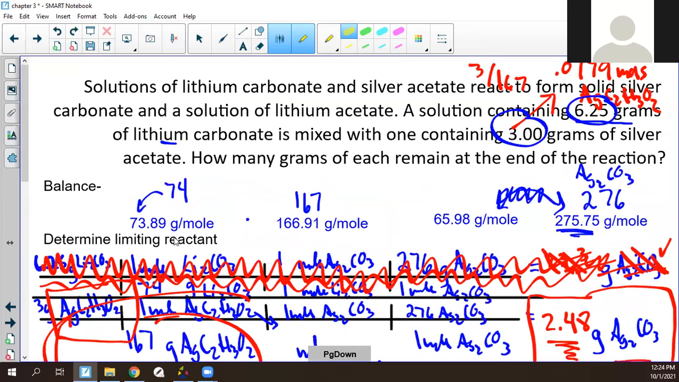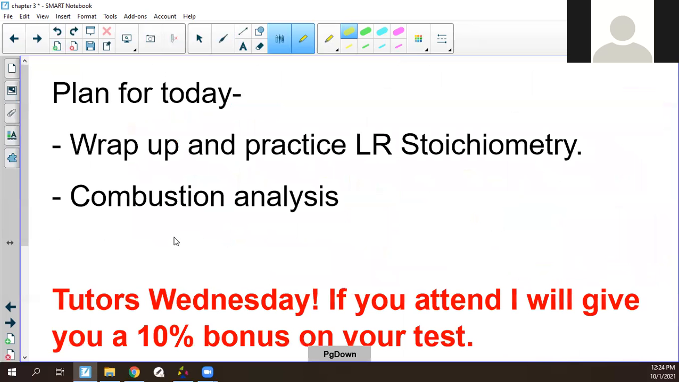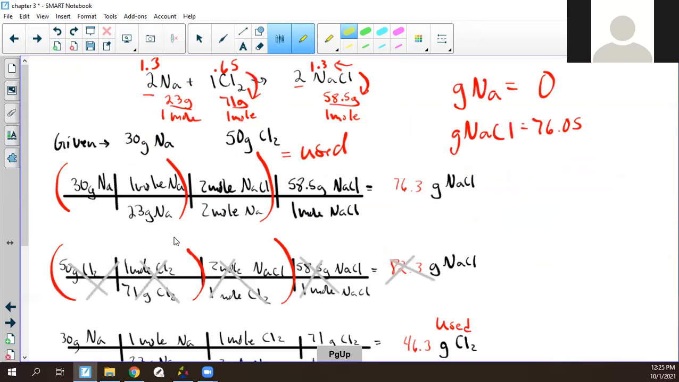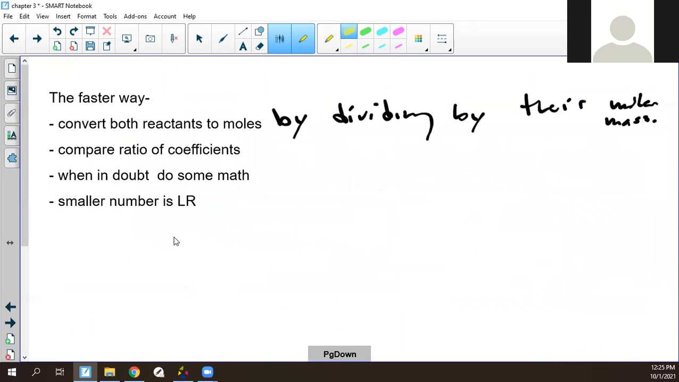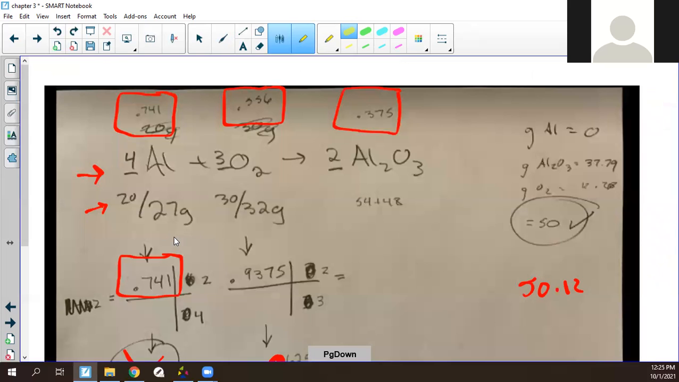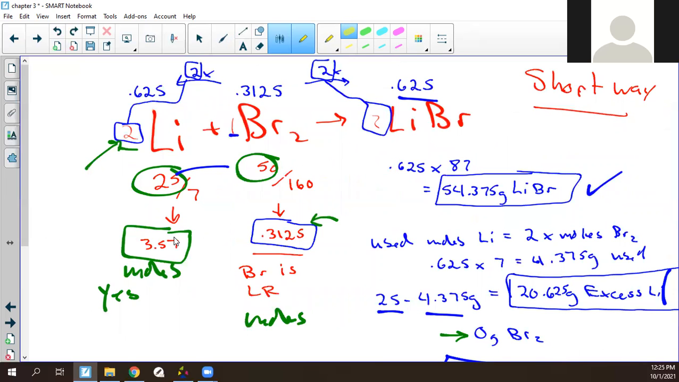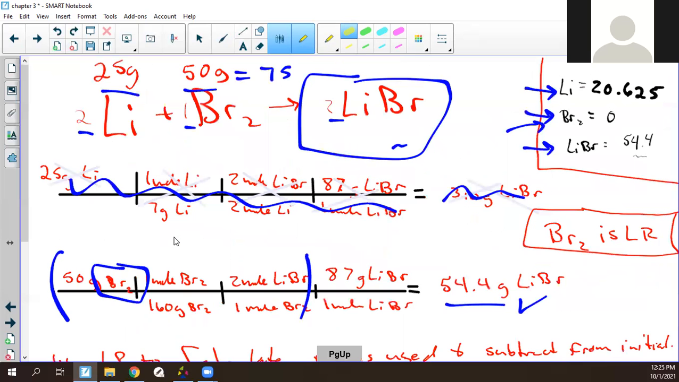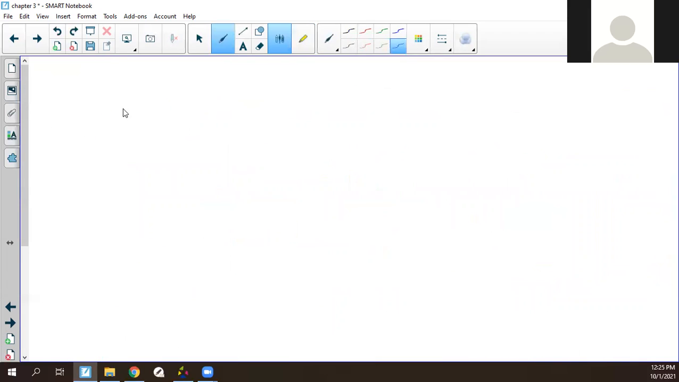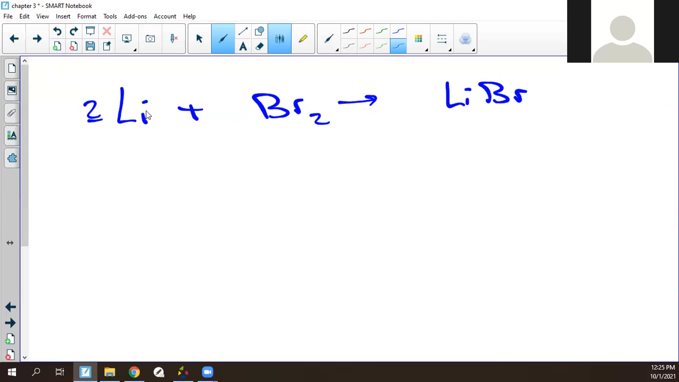Let's do another problem where I will try and do it just the short way. There's got to be a harder one. That's still a long one. Whatever, we'll just do it. So lithium plus bromine goes to lithium bromide. I'll just start a new one. So Li, and this will be a short one because there's only one product. So we'd end up with a 2, a 1, and a 2.